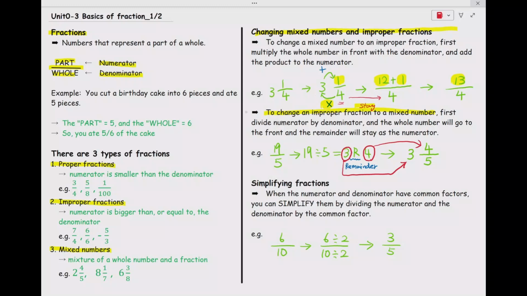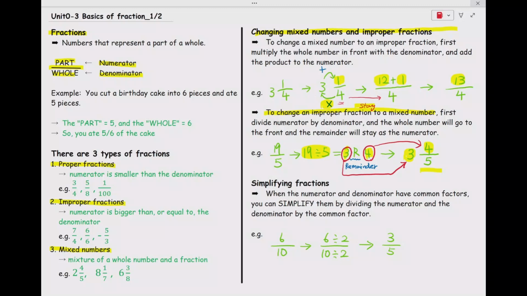19/5 is given. To change this improper fraction to a mixed number, first, you need to divide the numerator, which is 19, by the denominator, which is 5. So, 19 divided by 5 and you get 3 with remainder of 4. Then, the whole number, which is 3, will go in front of the fraction, and the remainder of 4 will become the numerator. The denominator stays the same. So, you will get 3 and 4/5.